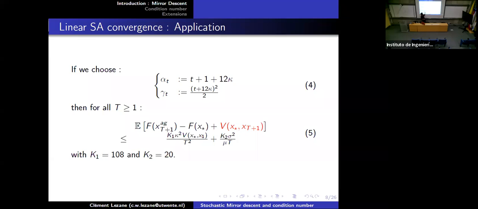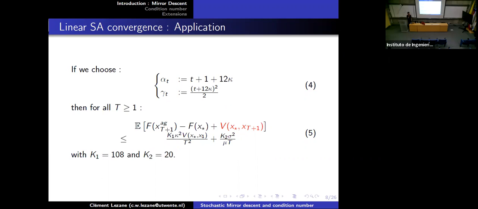Here k1 and k2 are some arbitrary constants. In most work we don't really pay too much attention to these terms because they don't really depend on, or increase with, the dimension of the problem. So this is something divided by t squared and mu t, which is pretty cool.